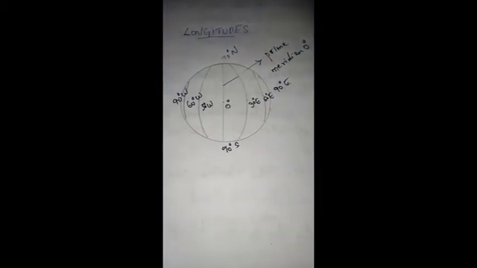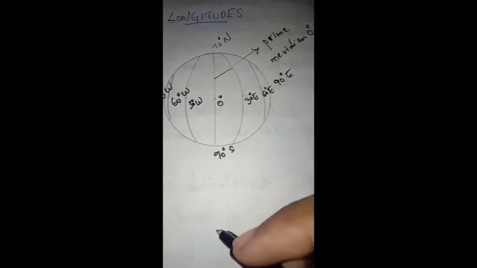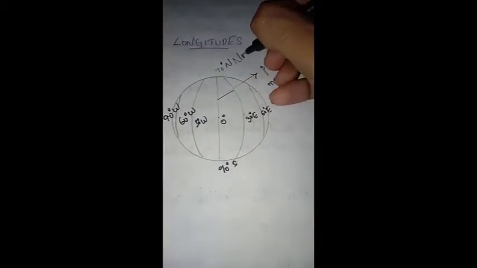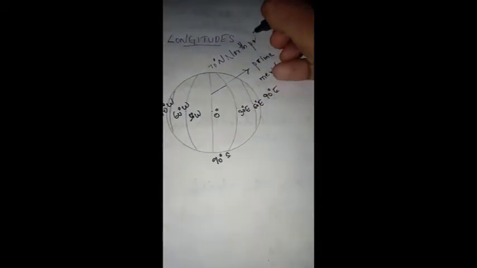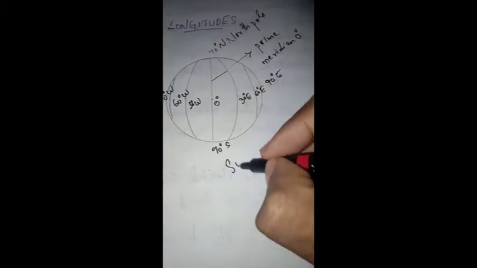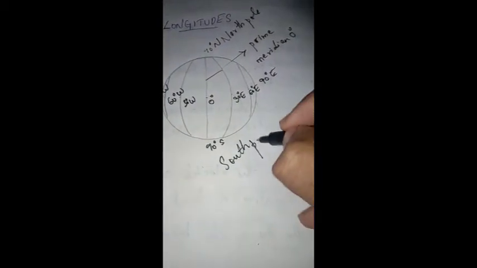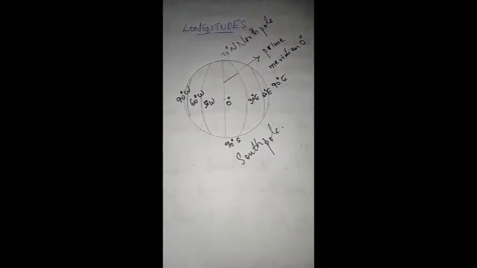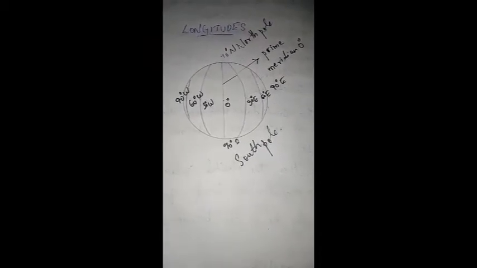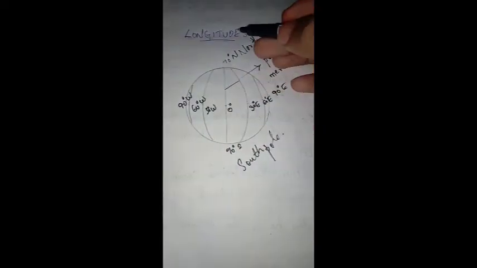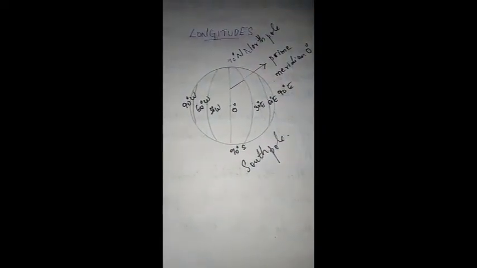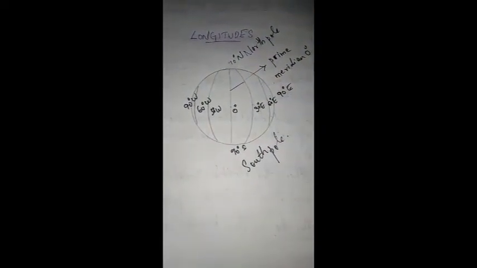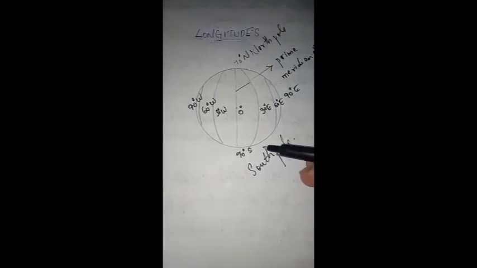You can see here. And this one is called the North Pole, and this one is called the South Pole. Let's see what longitudes are. The imaginary lines that run vertically are called longitudes. We can say that they run from north to south, right?